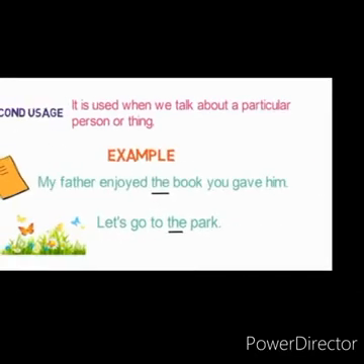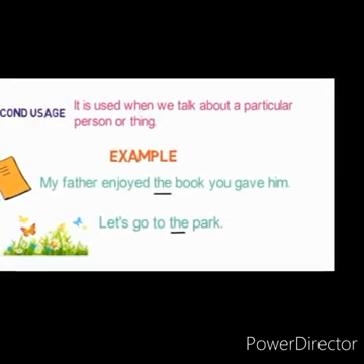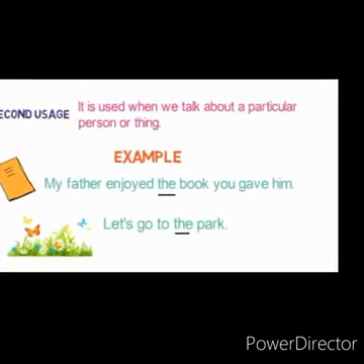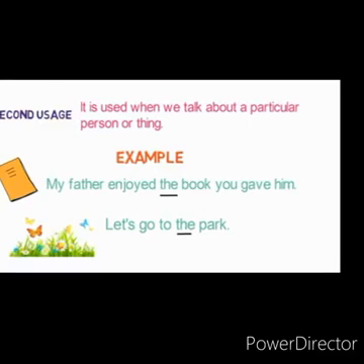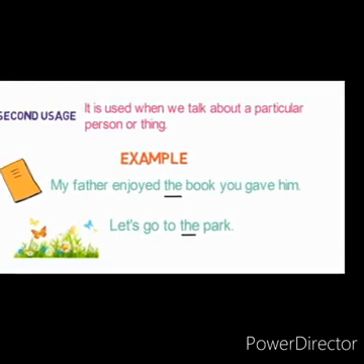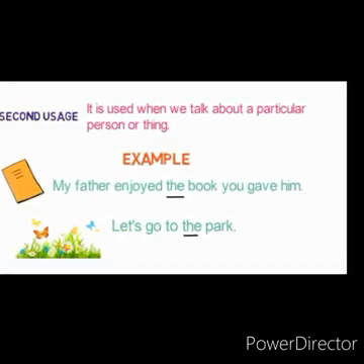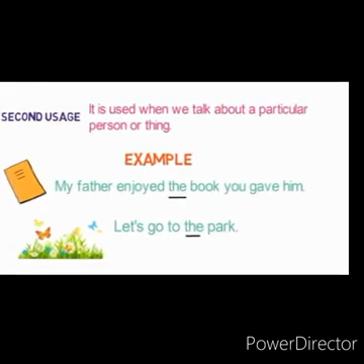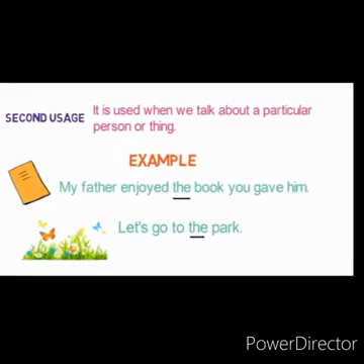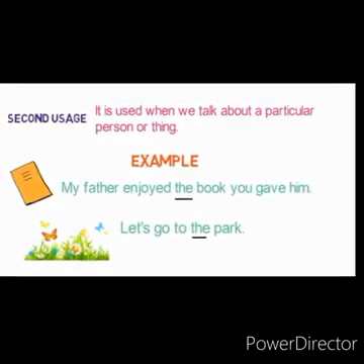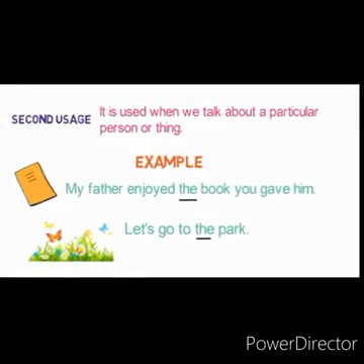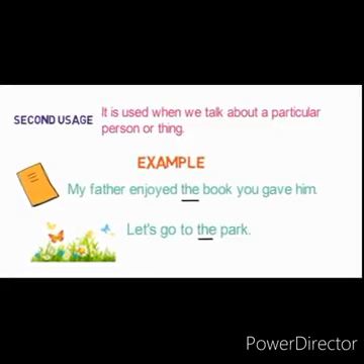Secondly, article the is used when we talk about a particular person. Remember the word particular. Particular person or thing. For example, my father enjoyed the book you gave him. So now, which book we are talking about? The particular book that was given by him. Similarly, let's go to the park. Which park? The park which we know. The particular park that we know. Therefore, article the is used when we talk about, remember, particular object or a person.